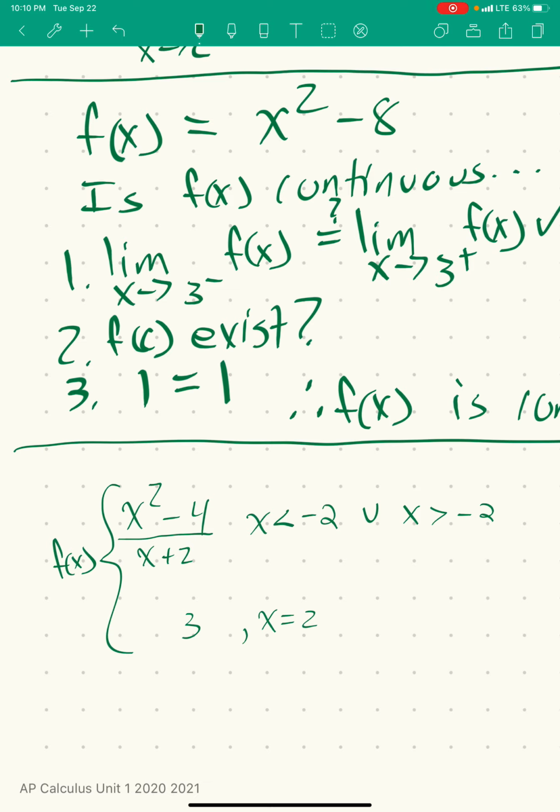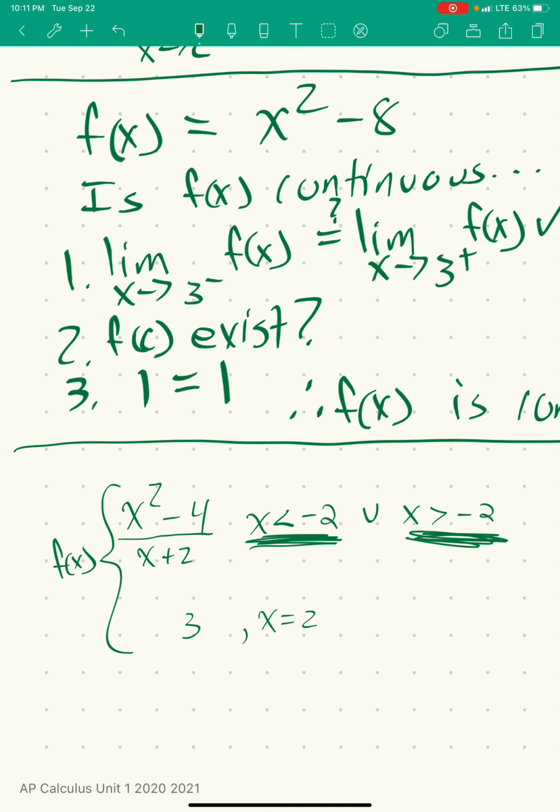But when does it equal these? It equals x squared minus 4 all over x plus 2 whenever x is less than negative 2 in union with any time that x is greater than negative 2. So notice it does not include what happens when x equals negative 2. So when x equals negative 2, the value is going to be 3. You can graph this function yourself and investigate it, right? But you really should just be checking both of those functions.